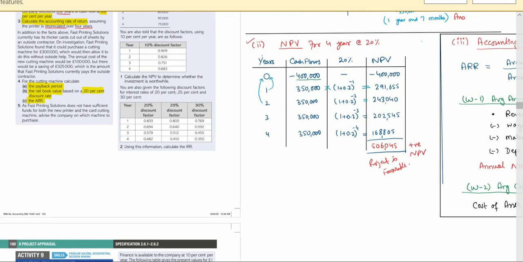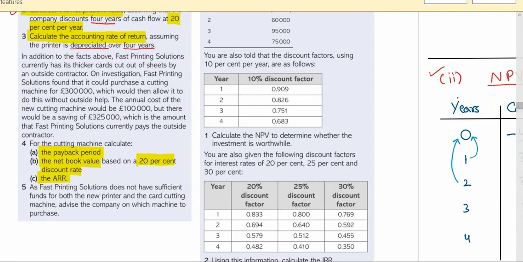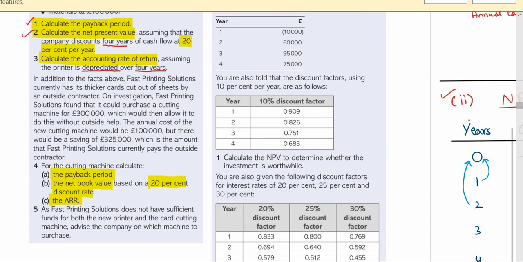Now move to the next part. What is the next one? We are done with part number 3. In addition to the facts above, Fast Printing Solution currently has its thick card cut out of sheets by an outside contractor. On investigation, Fast Printing Solution found that it could purchase a cutting machine for 300,000, which would then allow it to do this without outside help.